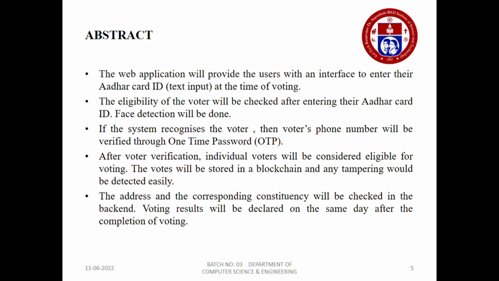If the system recognizes the voter, then the voter's phone number will be verified through a one-time password. After voter verification, individual voters will be considered eligible for voting. The votes will be stored in a blockchain, and any tampering would be detected easily. The address and the corresponding constituency will be checked in the backend. Voting results will be declared on the same day after the completion of voting.